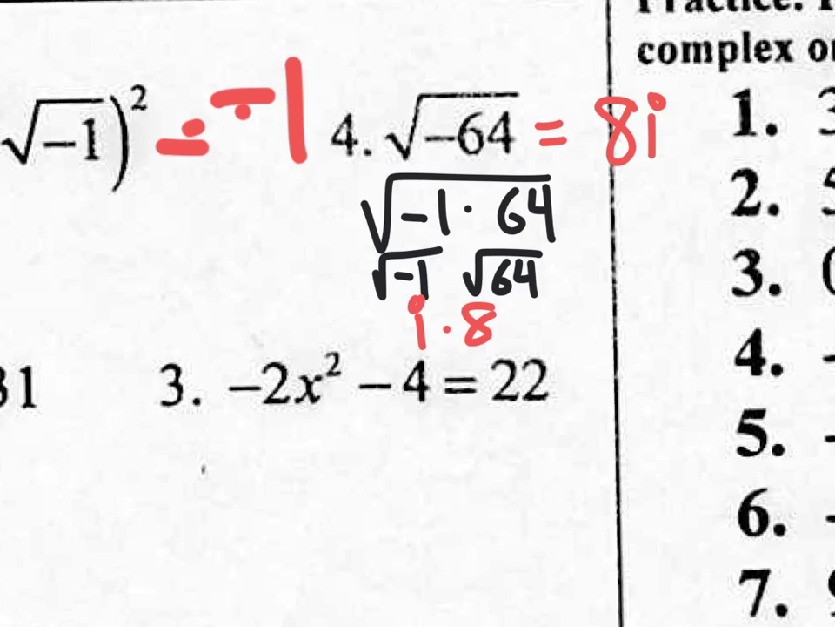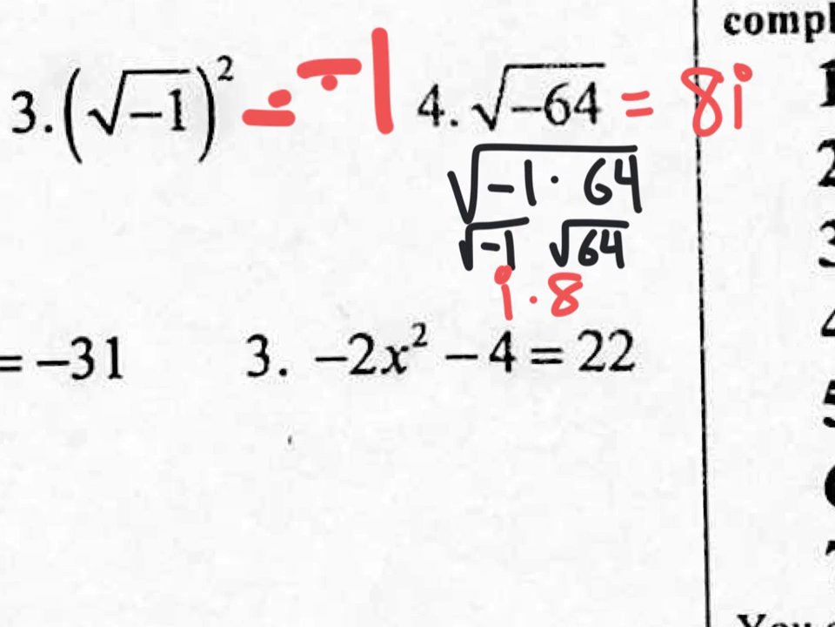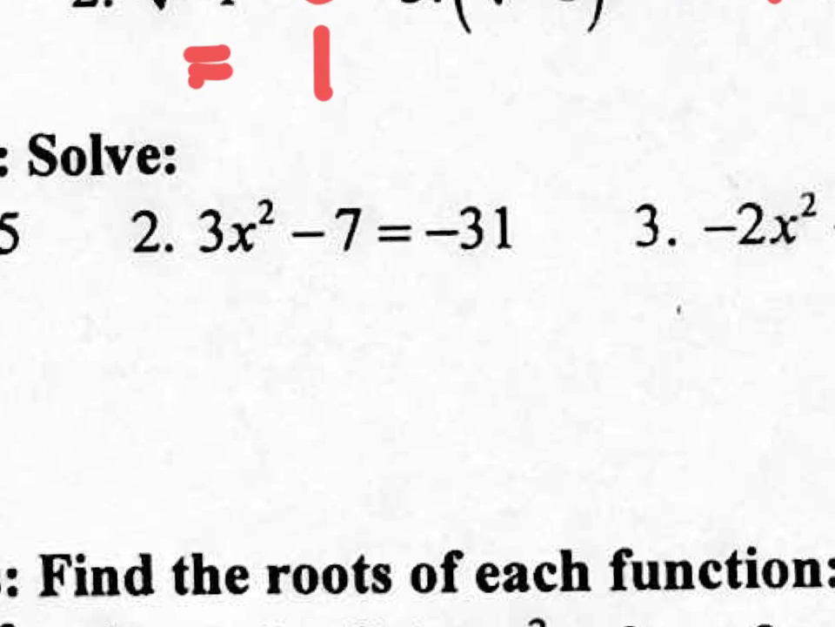Now, you're thinking, wait a minute, i times 8, how do I do that? i is like just a variable. What's x times 8? It's just 8x. So i times 8 is just 8i. Okay? Moving on down here.